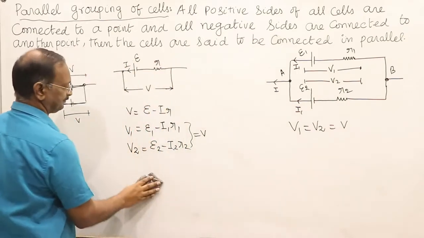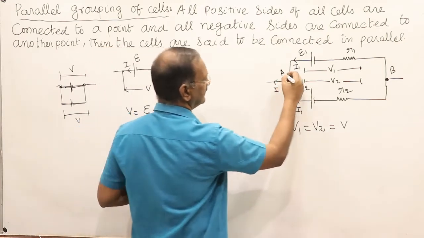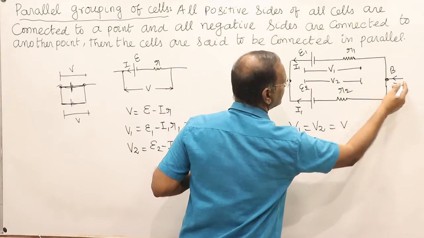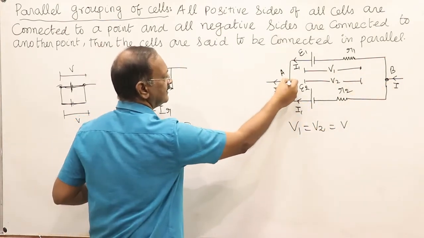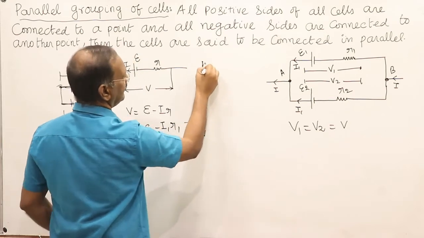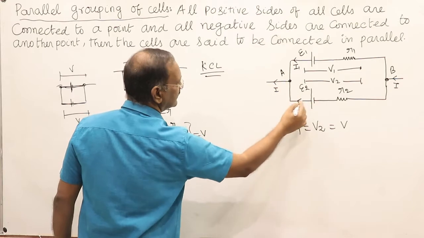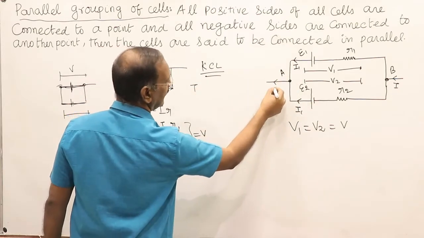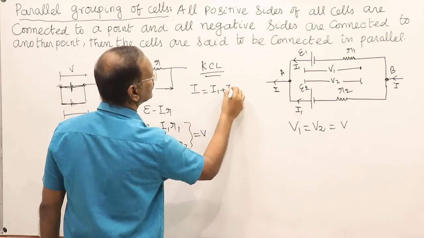Now we can apply Kirchhoff's law at this junction. Say this point is A and this point is B. The current flows like this: I1 flows here, I2 flows here and they join here. At this junction A, by KCL, the current entering the junction: this is entering, this is entering, this is leaving. So I is equal to I1 plus I2.